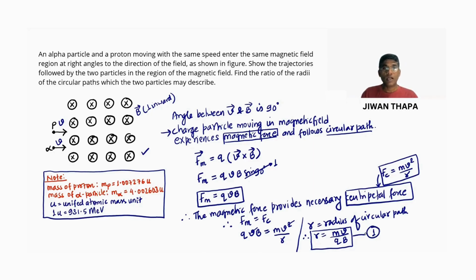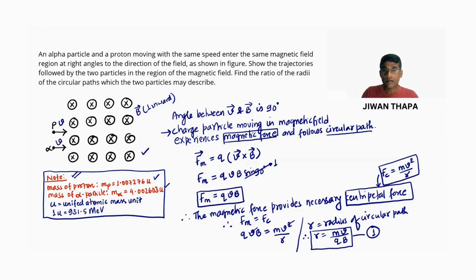Now let us come to this note. I have written the mass of proton, Mp, equals this value, and the mass of alpha particle, M alpha, equals this value, and u is the unified atomic mass unit, and 1 u equals 931.5 mega electron volt. So we have this because the alpha particle and proton enter with the same speed in the same magnetic field at right angles to the direction of the field.